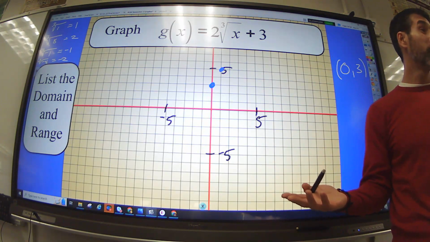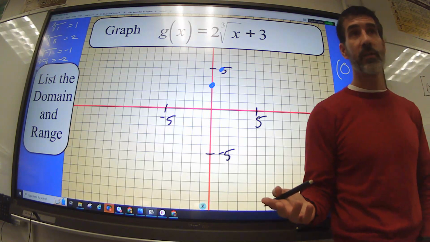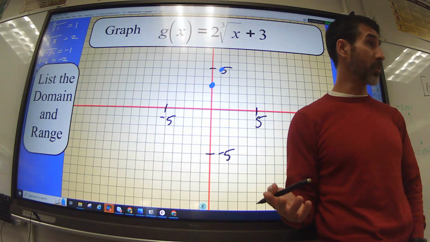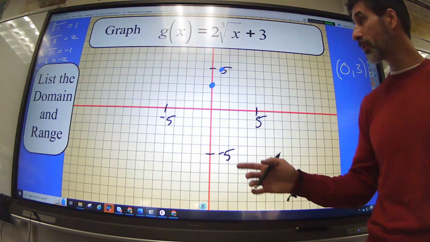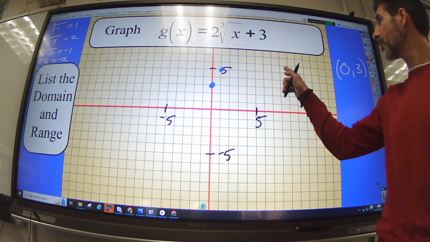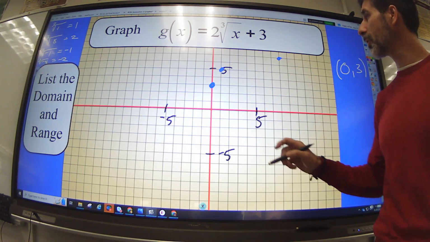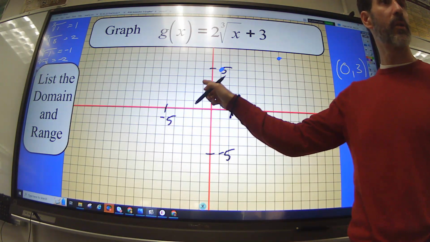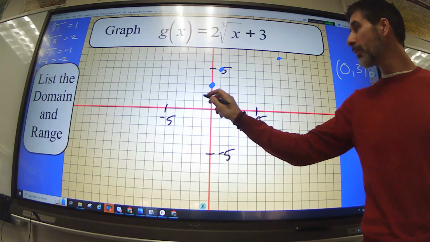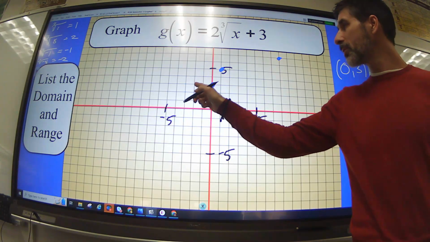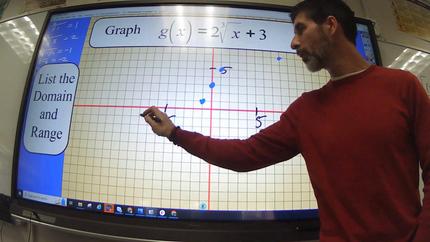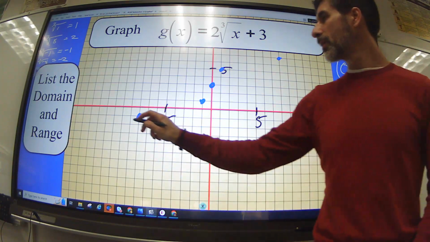Cube root of 1 is 1. Times 2 is 2. So I got to go up 2. Cube root of 2, 3, 4, 5, 6, 7. Cube root of 8 is 2. Times 2 is 4. Okay, negative 1. Cube root of negative 1? Negative 1 times 2. Negative 2. Cube root of negative 8 is negative 2 times 2 is negative 4. Looks good.